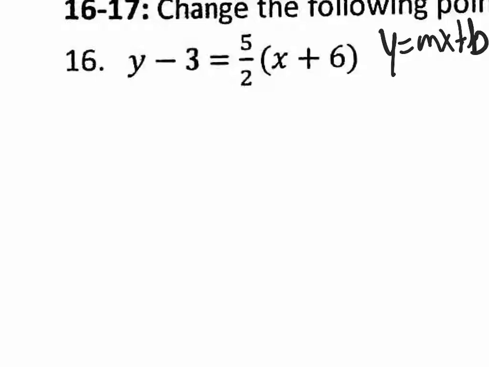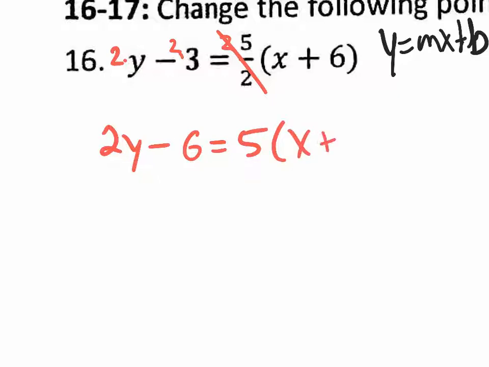If you wanted to get rid of the fraction, you multiply everything by 2, and you could do that. Or you could distribute the fraction and then get rid of fractions. It's up to you. I want to get rid of the fraction by multiplying everything by 2. Not the inside of the parenthesis by 2. But I do have 2y minus 6 equals, that cancels, 5 parenthesis x plus 6.